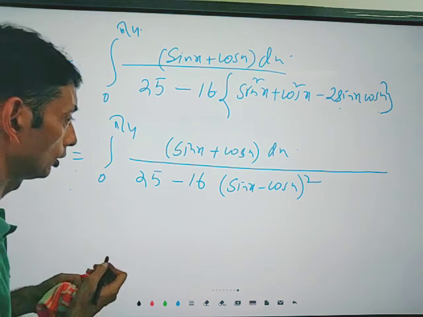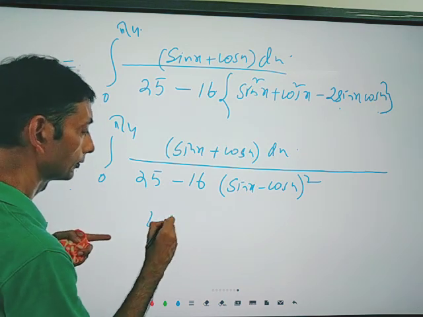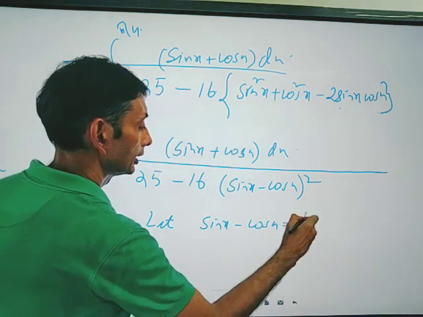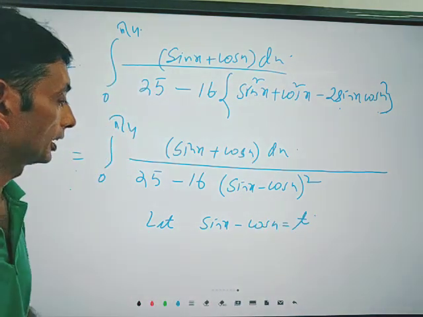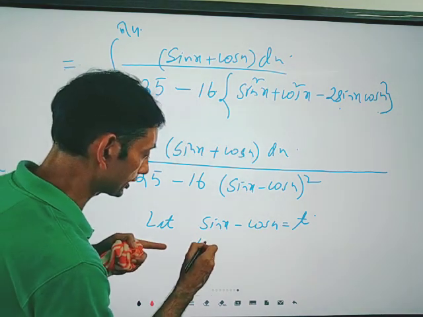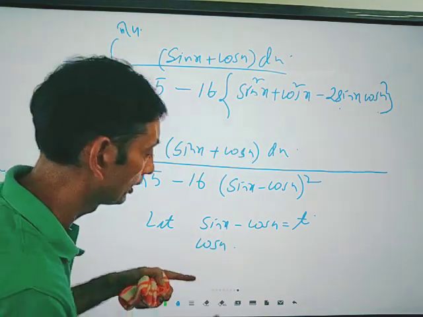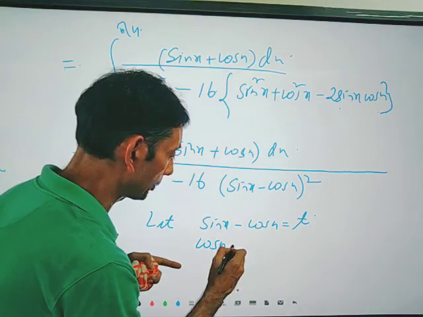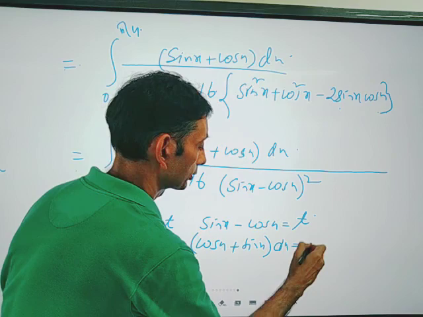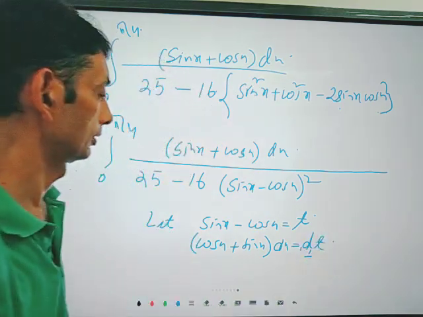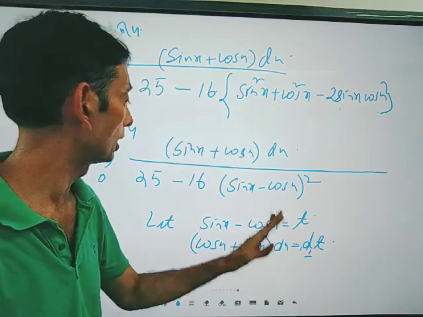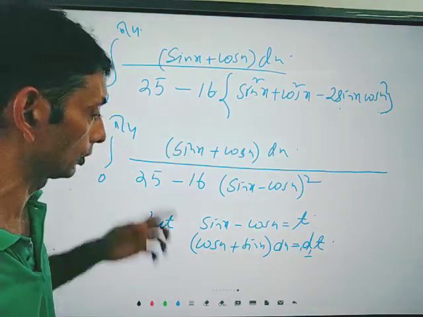Now we substitute sin x minus cos x equal to t. So if we substitute sin x minus cos x equal to t, the derivative will be cos x, and the derivative of cos x is minus sin x, so it's plus sin x, and dx equals dt. Then the moment you substitute a new variable, you need to change the limits 0 to pi by 4.